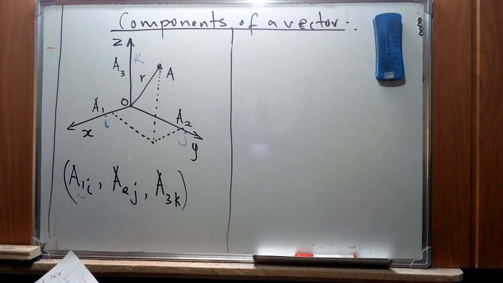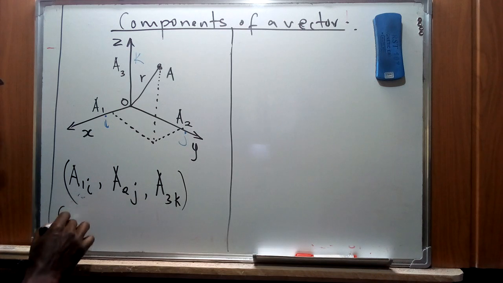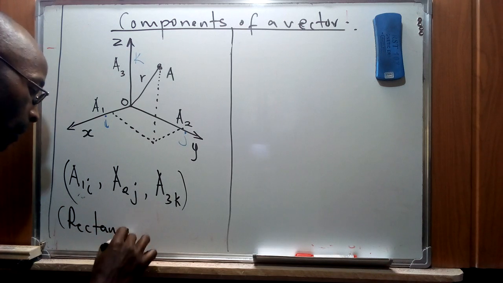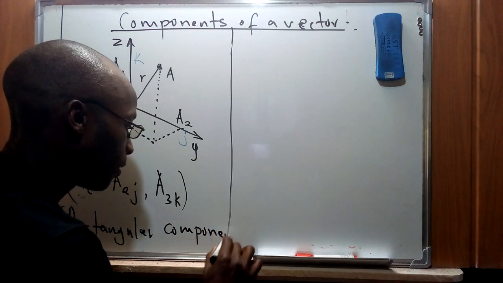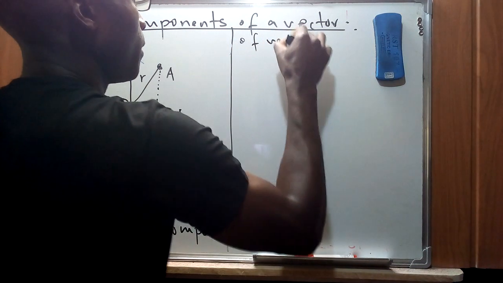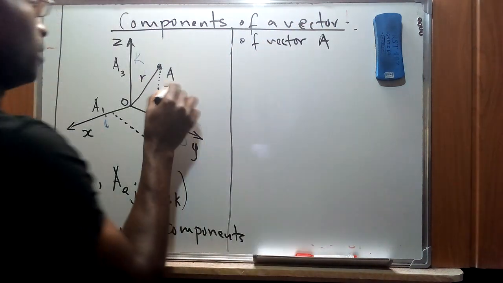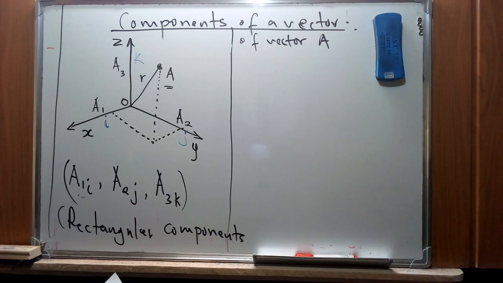So this basically refers to what we can call the rectangular components of vector A, which is this one. So that's one of the ways in which we can represent the components of that particular vector. And therefore, someone can say that the above are simply the components of vector A in x, y, and z directions.